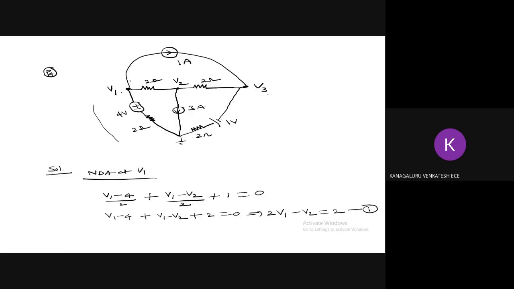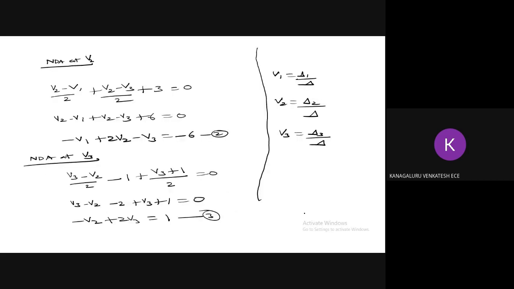So now let us look at the first equation. In the first equation, what is the coefficient of V1? 2. What is the coefficient of V2? Minus 1. What is the coefficient of V3? There is no V3, it is 0. So 2, minus 1, 0.